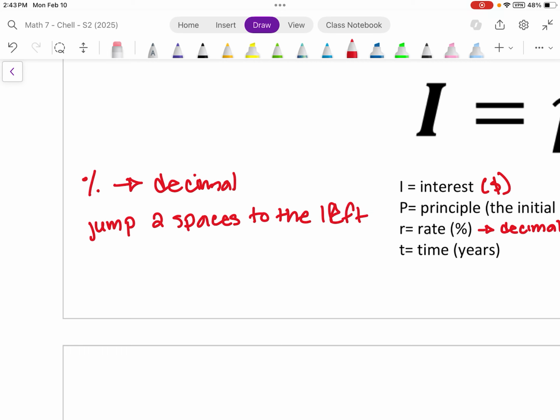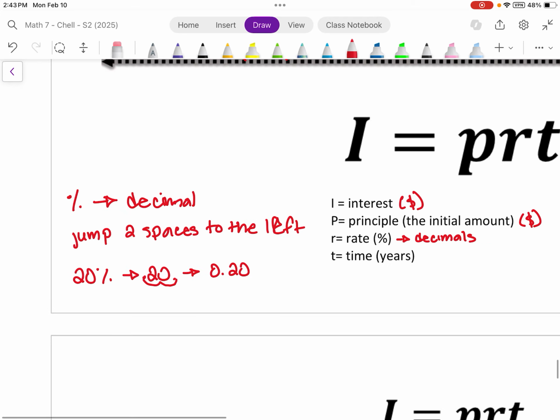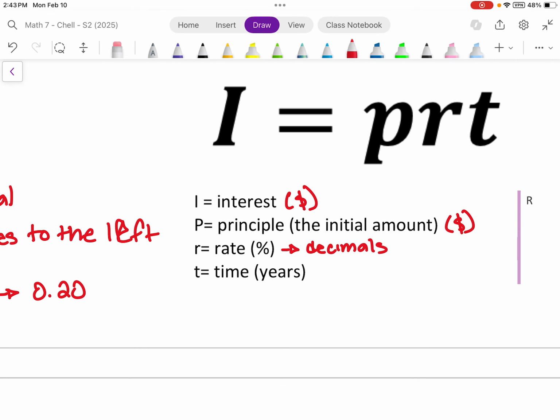Okay, so let's do an example. Let's say we have 20%. Okay, so let's take off the percentage off. So now we have 20, and our dot is right here. What we're gonna do is we're gonna jump 2 times to the left, which means we will have a 0.20 decimal, okay? Now, when we focus on time, we're gonna definitely focus on years, okay?